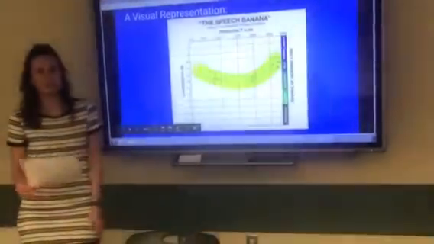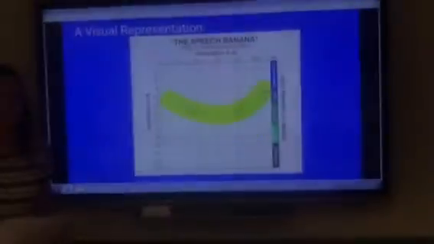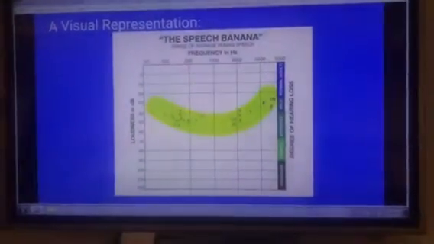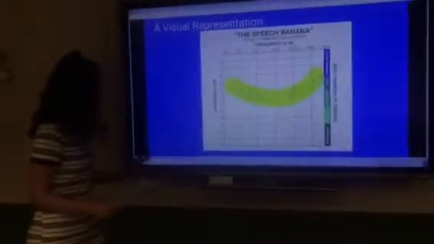I put this speech banana on here just to give you guys a visual representation of the sounds that we can hear in terms of their loudness and the frequencies that correlate with those. So just keep this in mind as I begin to talk about phones and sounds and what those mean.